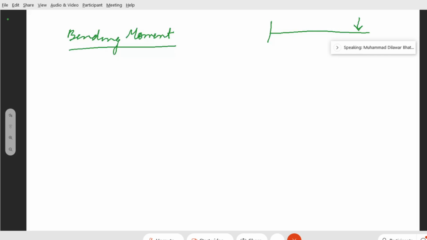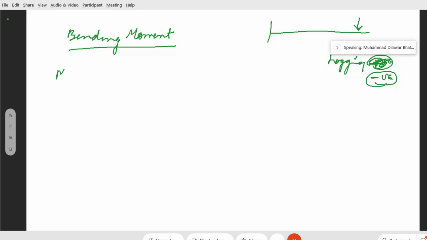As we already know, hogging moment is negative. While drawing its shear force and bending moment diagram, we need to understand where is hogging moment and where is sagging moment. And on the basis of that, we treat sagging as positive and we treat hogging as negative.